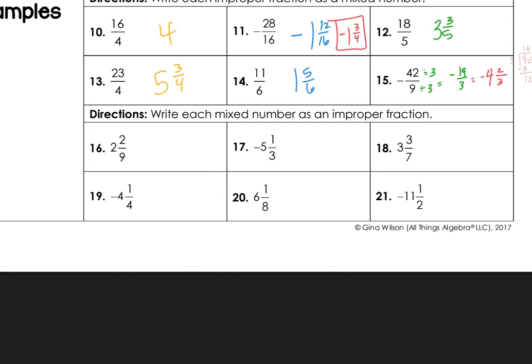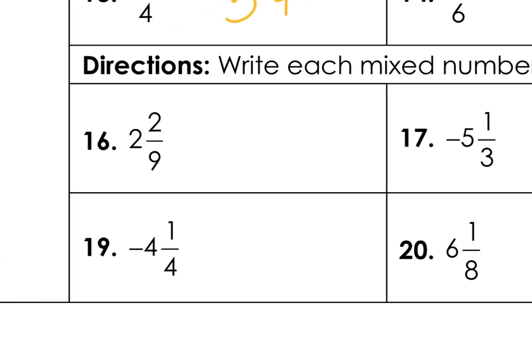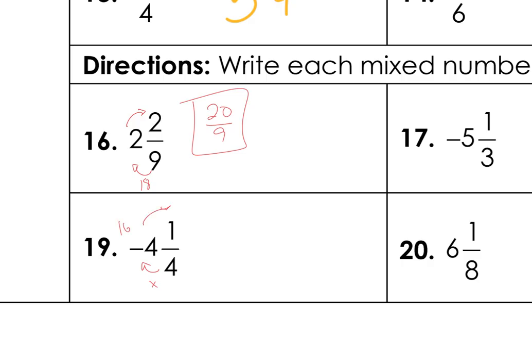And now the rewriting of mixed numbers to improper fractions. Why don't I just do one live while I've got you here? 9 times 2 is 18. 18 plus 2 is 20 over 9. And that's really all we're looking for on these, just do the multiply to get 16, do the add to get negative 17/4.